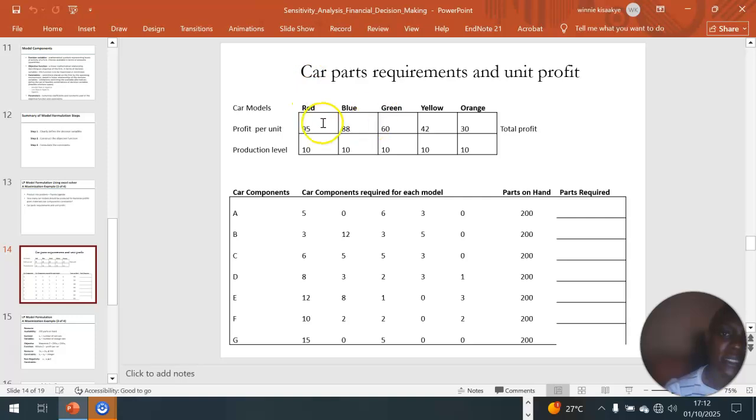When you look at this example here, the red cars are linearly aligned to their car components. The blue cars are linearly aligned to their components. The green car models are linearly aligned to their car components. When you look at yellow, it is the same thing. Orange, it is the same thing. So this is what we mean by linear programming. We use linear programming while using Excel solver to find optimal solutions to our specific problems.